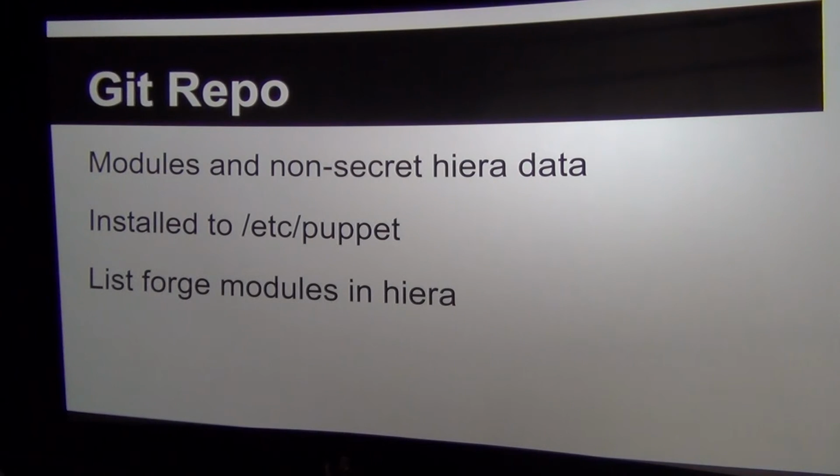Right? So this Git repo gets installed to /etc/puppet. I've never run anything on Windows except when I was in high school, so I have no idea how to do this on Windows. So you install it to /etc/puppet, and it's going to have a config file for Hiera. It's going to have your Hiera data. It's going to have your modules, and that's pretty much it.